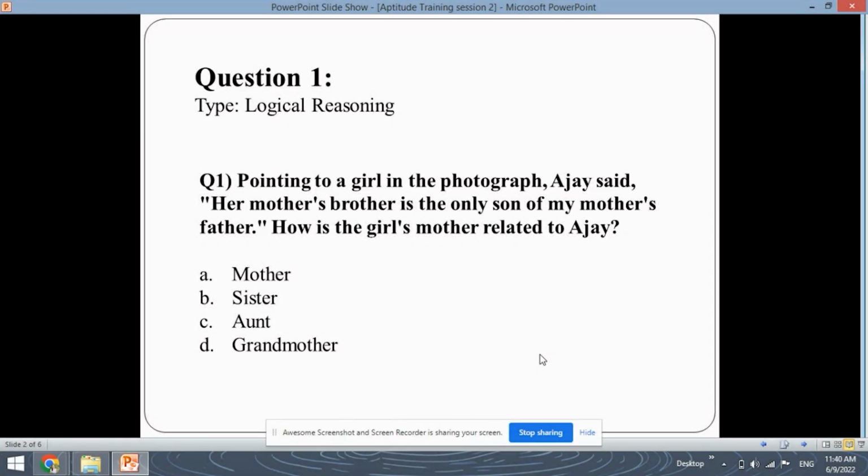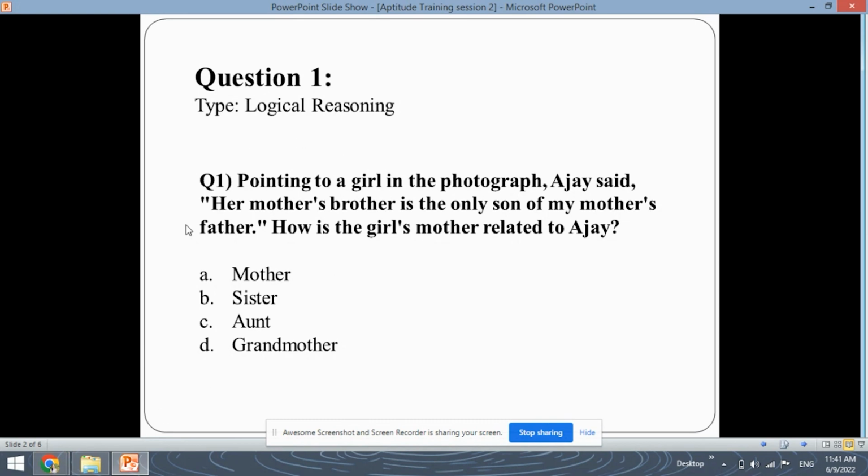This is the first question for today, which is based on blood relations. And this question says that, pointing to a girl in the photograph, Ajay said, her mother's brother is the only son of my mother's father. Then how is the girl's mother related to Ajay? Okay, so we have been given information about certain relations in this sentence. We just need to find out how this girl's mother is related to Ajay.